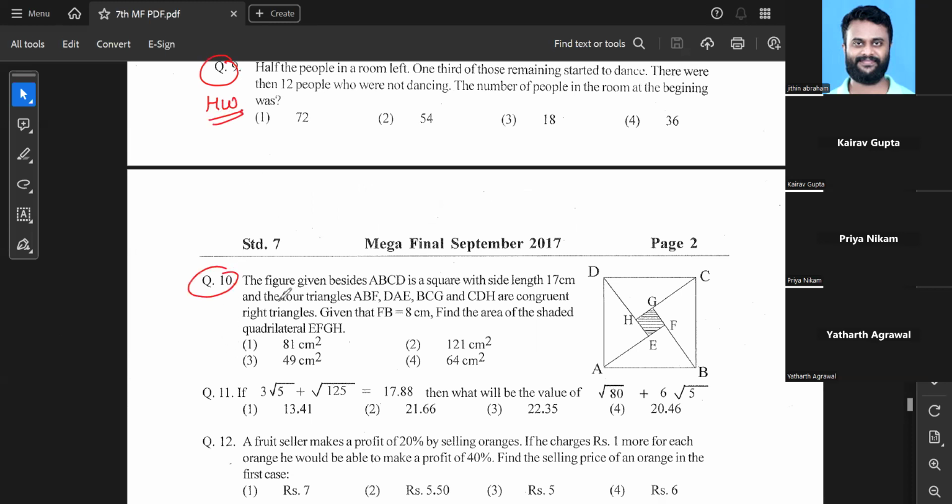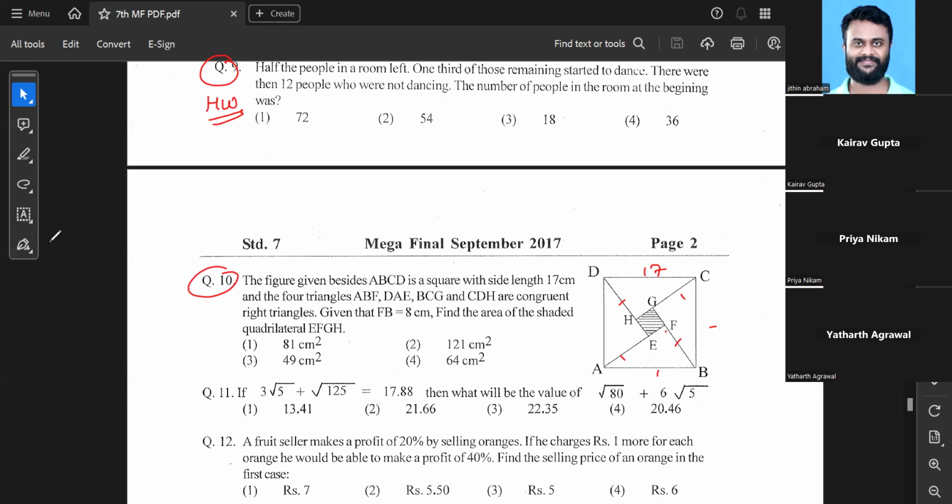Going to the 10th question. The figure given beside is ABCD, a square with side length 17. The four triangles ABF, DAE, BCG, and CDH are congruent. That means this side is the same, this side is the same. And given that FB is equal to 8.